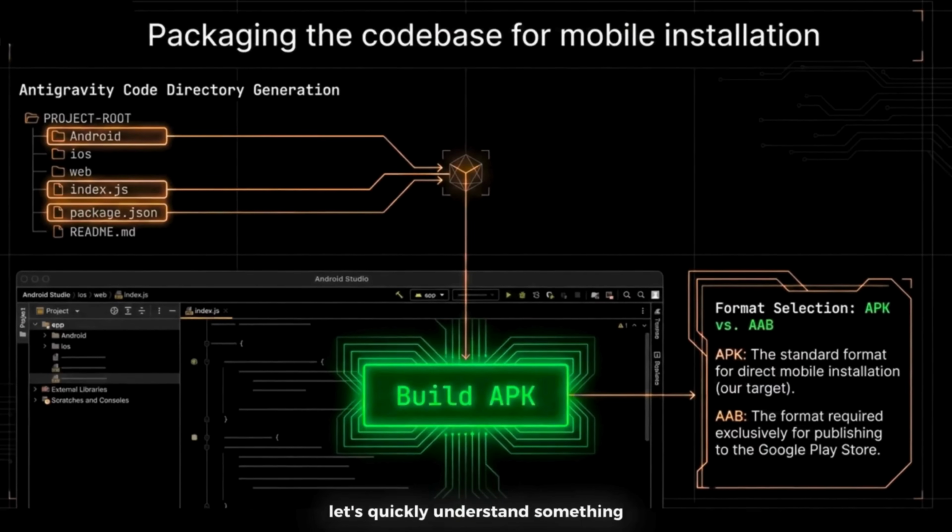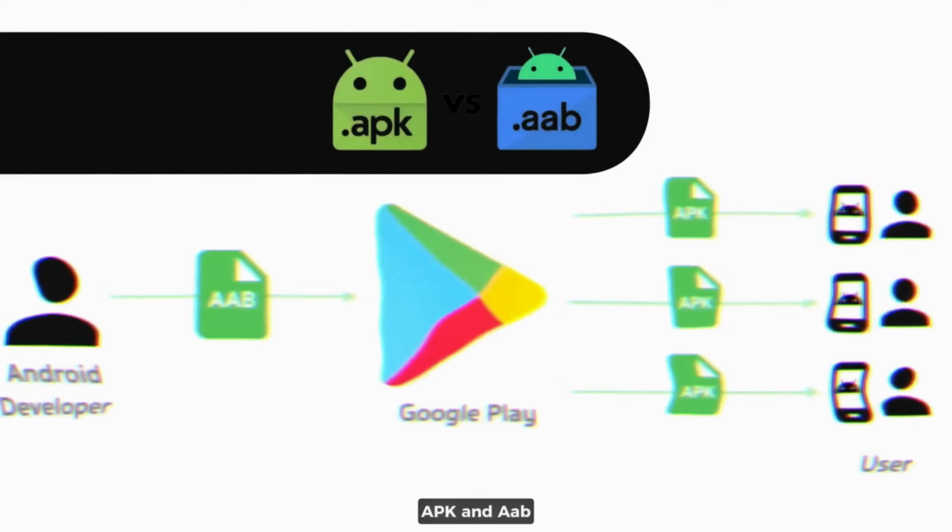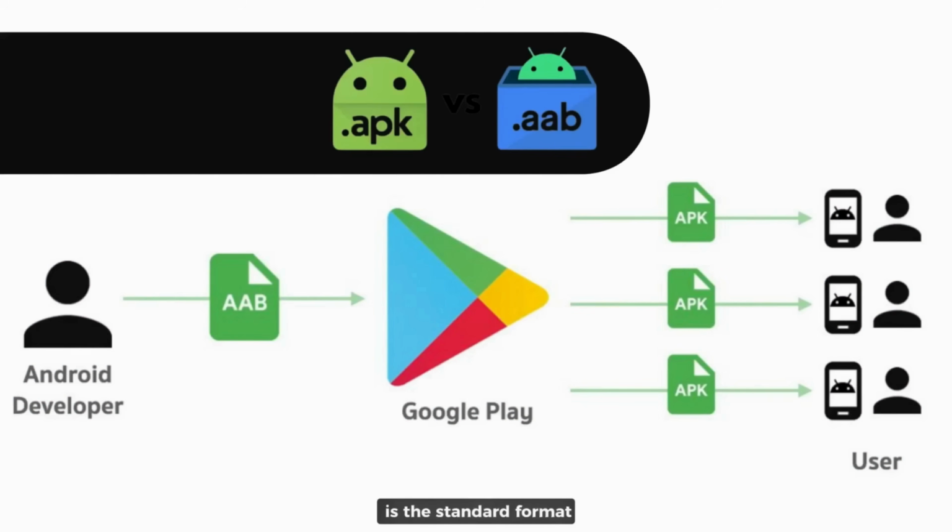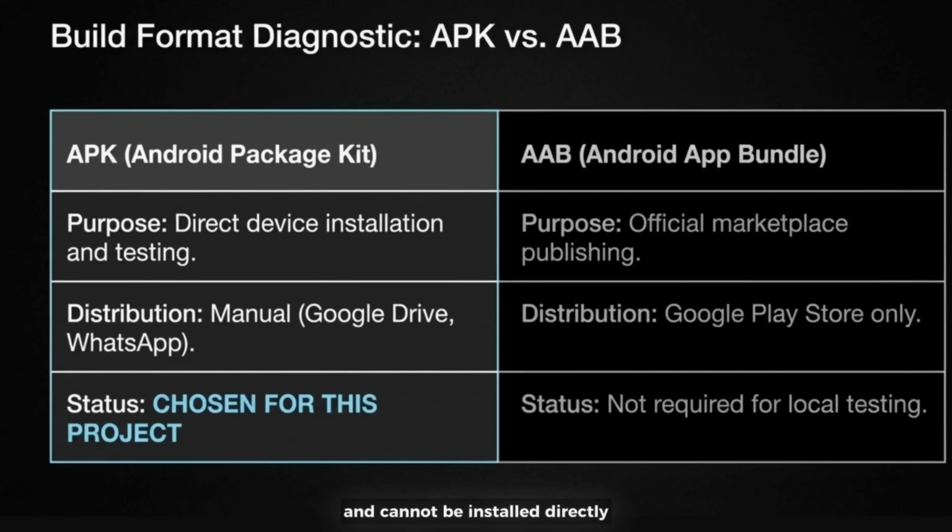Before that, let's quickly understand something. Android apps usually have two important file formats, APK and AAB. The APK file is the standard format that you can directly install on your mobile device. The AAB file is mainly used for publishing apps on the Google Play Store and cannot be installed directly. So for this project, we only need the APK file.